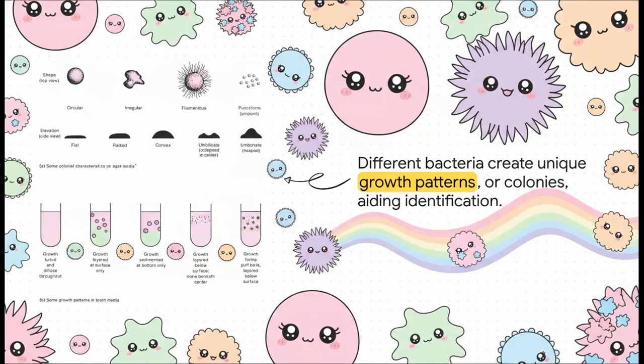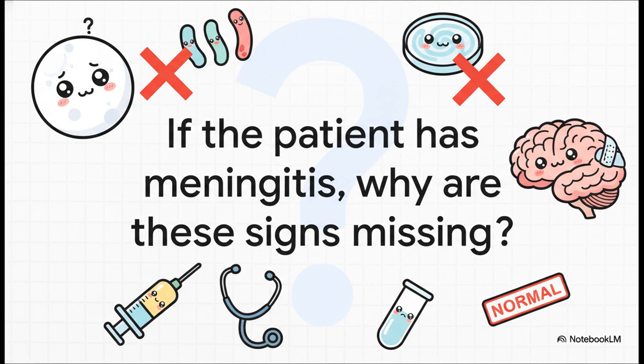And check this out. This is what that growth actually looks like. It's so cool. Different bacteria make these unique little patterns called colonies. You can see they have different shapes, different sizes, some even have different colors. These visual clues are everything. They're how the lab figures out the exact identity of the bad guy. So that just brings us right back to the million-dollar question, doesn't it?